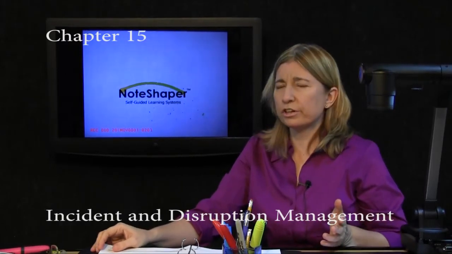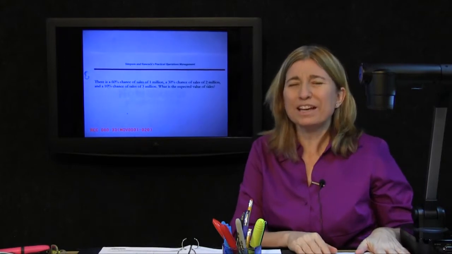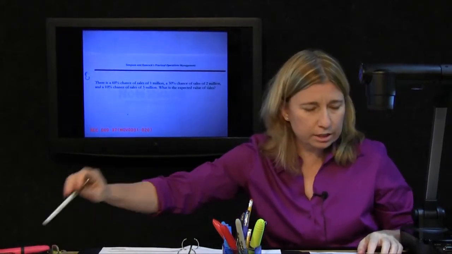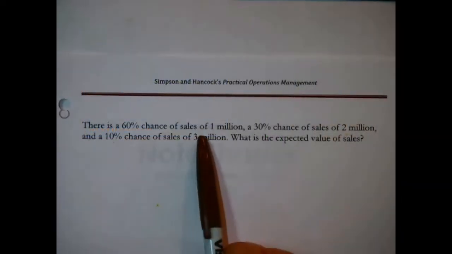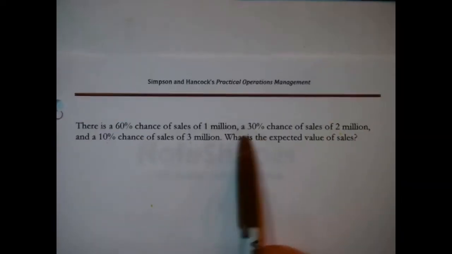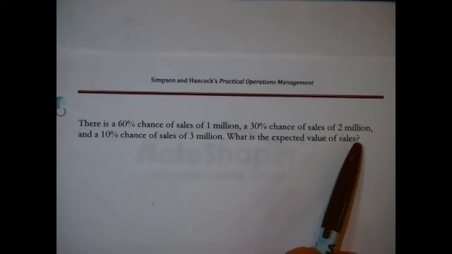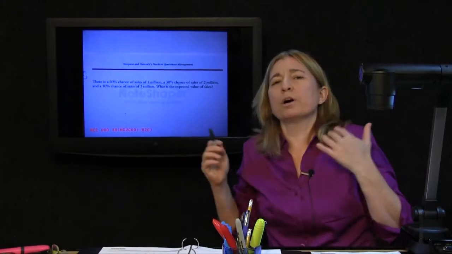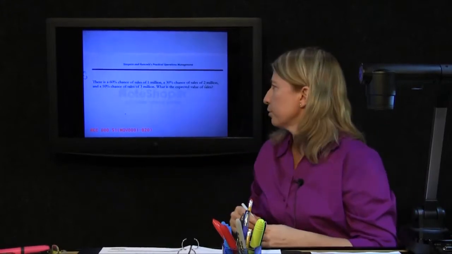Traditional decision theory sees the future as being a distinct set of things that could happen, but only one of them will happen. Expected value, like in this question, very much makes use of that sort of vision of the future. You can see it here. There's a 60% chance that sales will be 1 million, a 30% chance of sales being 2 million, and a 10% chance of sales being 3 million. This is what I mean by a future that consists of a couple different things.